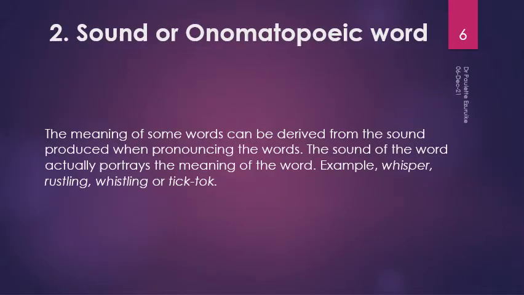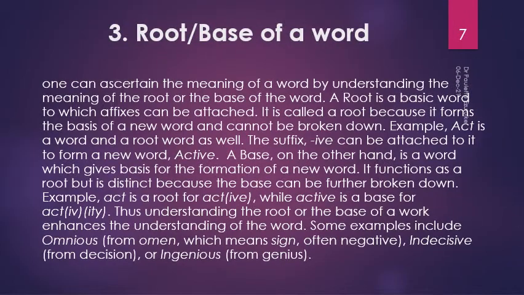There are words known as onomatopoeic words, or the sounds which the words produce. Some words are named according to the sounds they produce. For example, the word tick-tock, or whisper, rustling, whistling. We find out that such sounds could give a clue. Next is the root or base of a word. We can ascertain the meaning of a word by looking at the root.